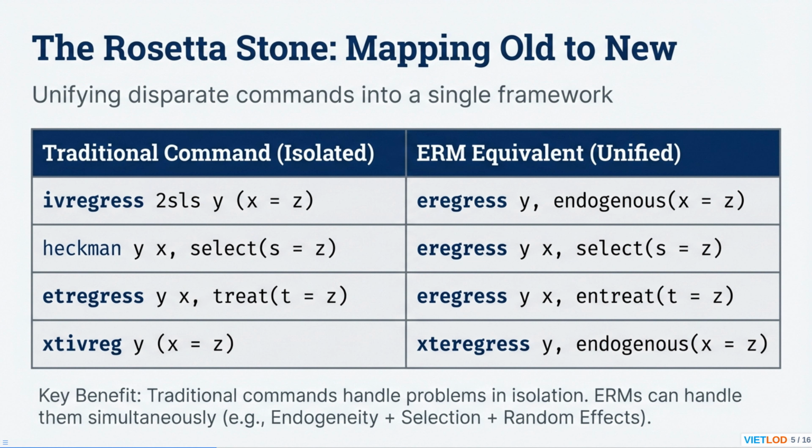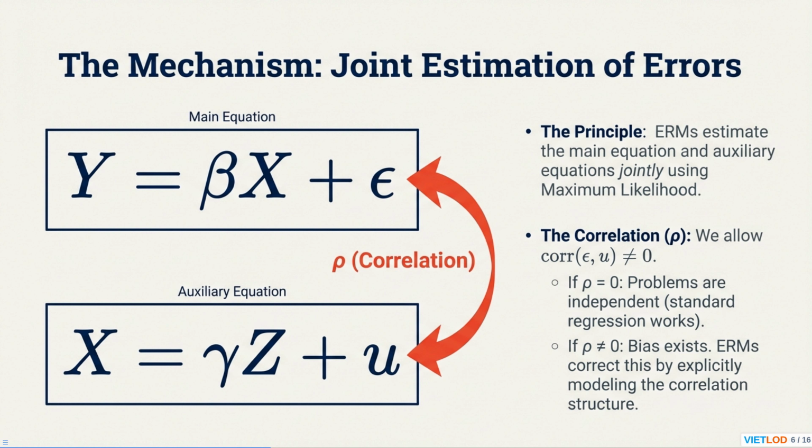For panel data, xtreg transitions to xteregress. The core advantage of this shift is that while traditional commands address problems in isolation, ERMs can handle them all simultaneously. For instance, modeling endogeneity, selection, and random effects in a single estimation step.